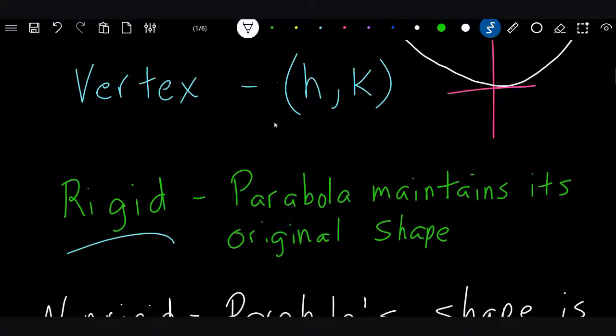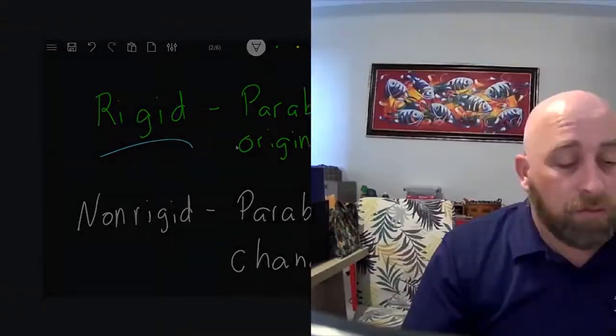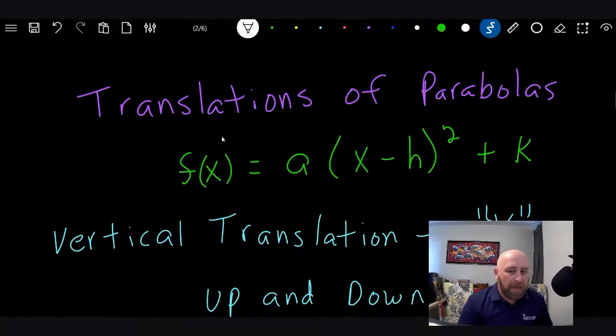And that's rigid and non-rigid. Those are important words. You'll need to know those for quizzes and tests. The parabola maintains its original shape, rigid. Non-rigid, the parabola shape is changed. All right. That's fun, right? All right. Next, let's go through the 4 different translations of a parabola that we have.